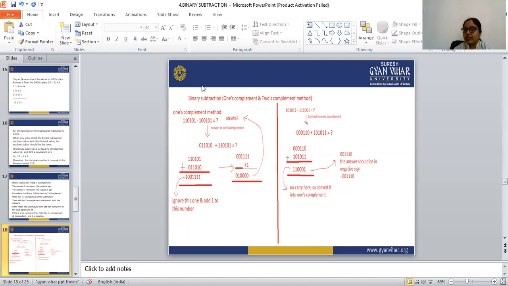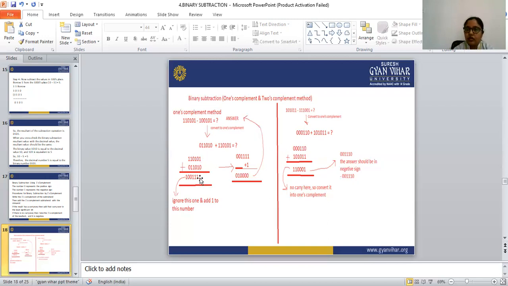This is the binary subtraction, but we have to add the ones complement number of the second digit and the first digit. This is the method: binary subtraction we will do by using the ones complement method. So we have to add these two numbers. Let's see what the answer is.